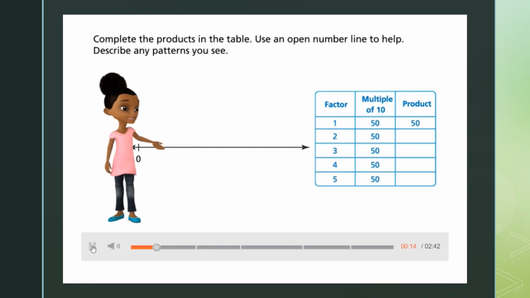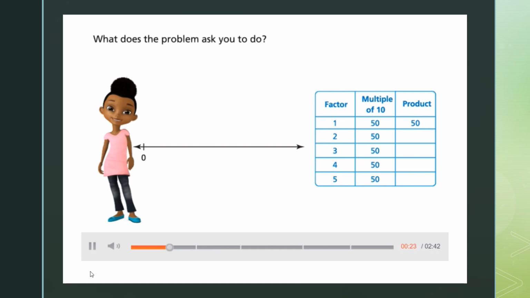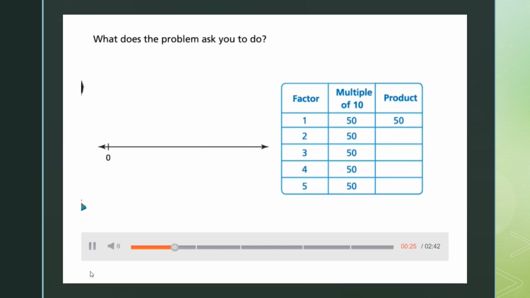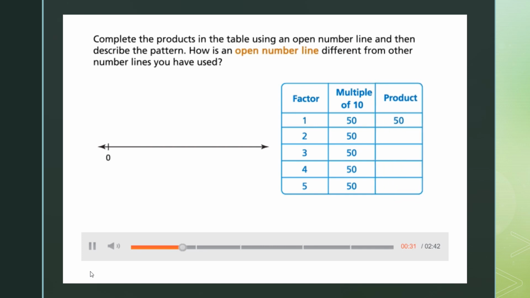Complete the products in the table. Use an open number line to help. Describe any patterns you see. What does the problem ask you to do? Complete the products in the table using an open number line, and then describe the pattern. How is an open number line different from other number lines you have used?